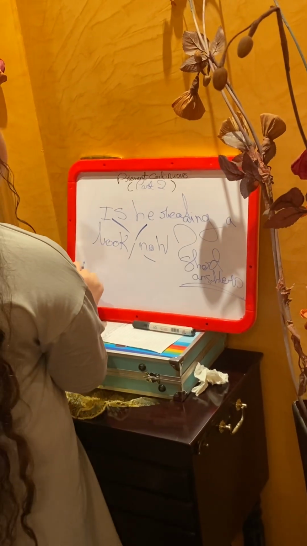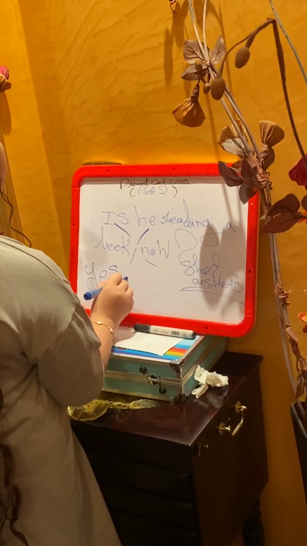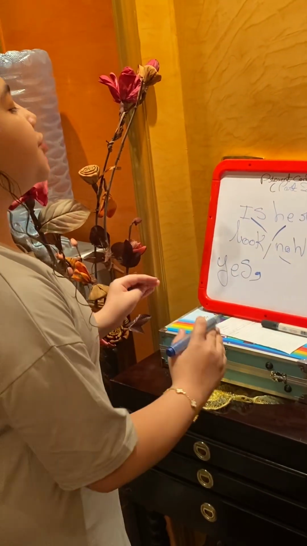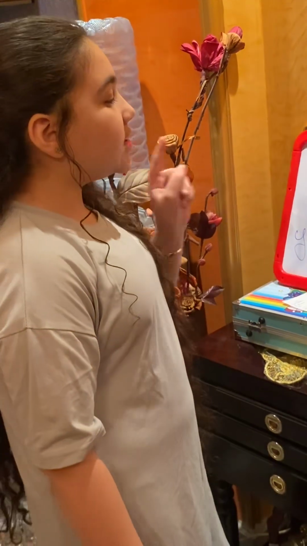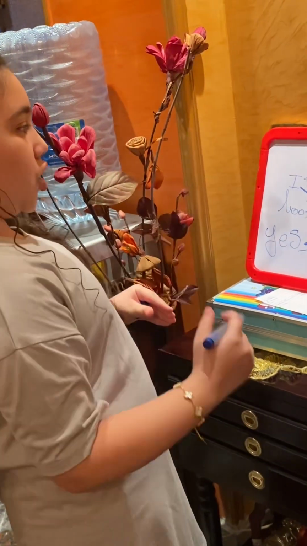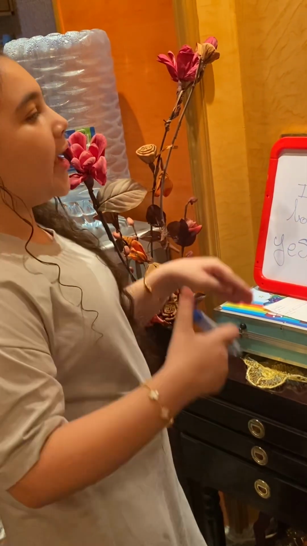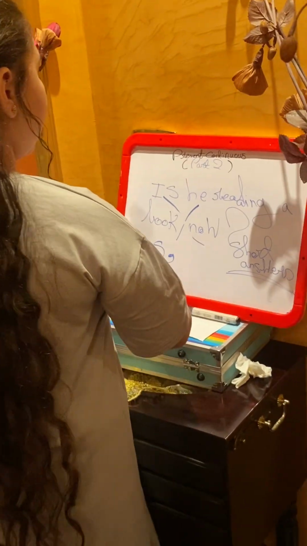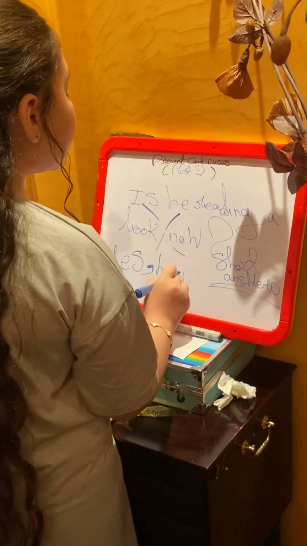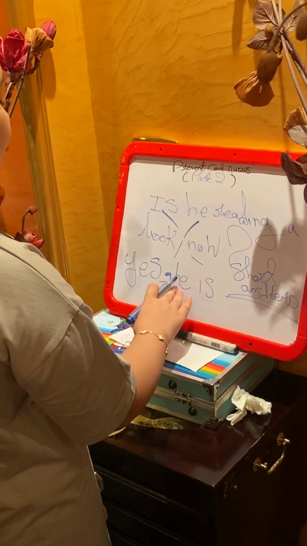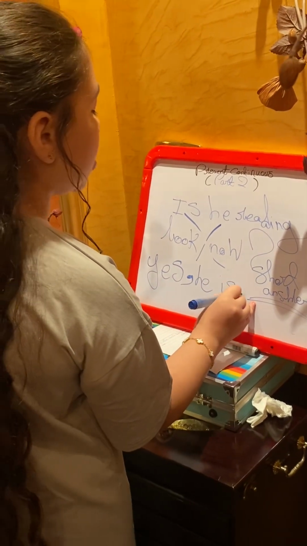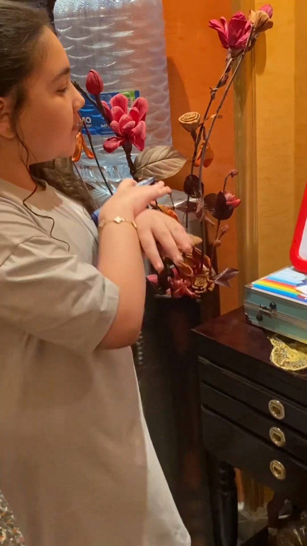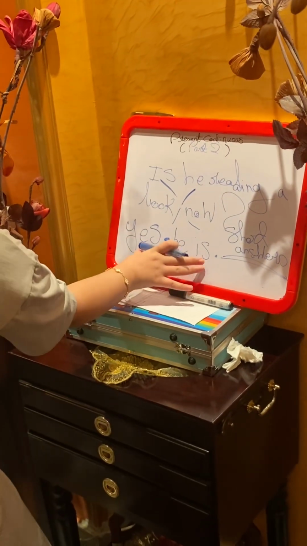Okay? For example, yes, of course. Shall I say yes, he is reading a book now? No. Short answers mean that we will put yes or no and then the subject and then the verb to be. Okay, guys? So it will be yes, he is. Yes, he is. Full stop. Okay? This is short answers.